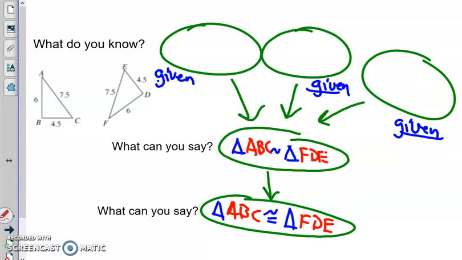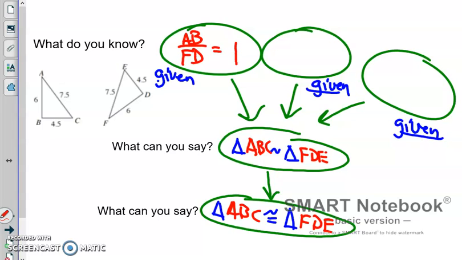So what's given to us? Well, we have three pairs of corresponding sides that are the same length. So again, you may not have written it this way, but this is the way I prefer to see it written. When we talk about triangles being similar, they've got to have the same scale factor. So if I take AB, which is 6, and I divide it by FD, which is also 6, the scale factor between that pair of sides is 1.